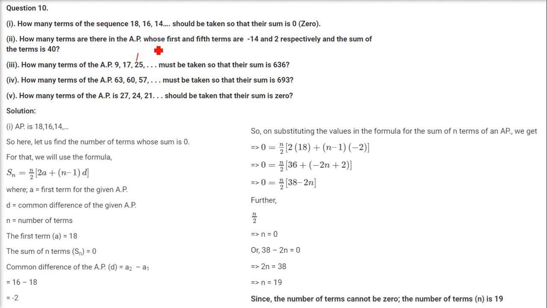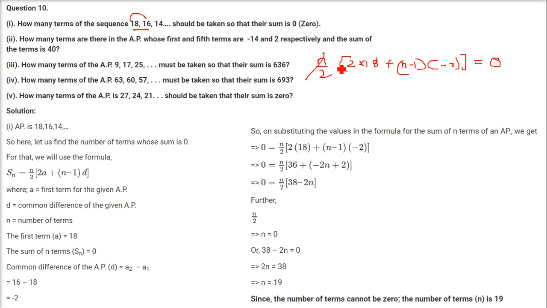How many terms of the sequence 18, 16, 14 should be taken so that their sum is 0? So here again the series is already given, so we have a and d. We'll use this formula, n by 2 into 2a plus n minus 1 into d. a is 18, and d is 16 minus 18, that is minus 2, equal to 0.